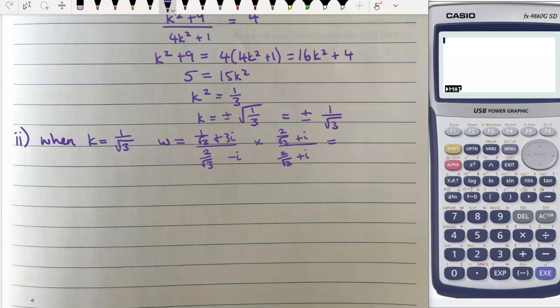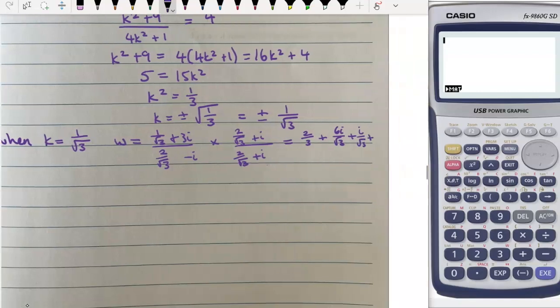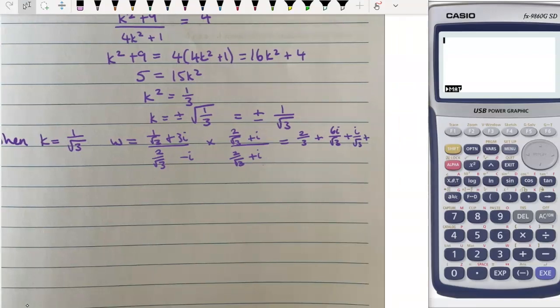So 1 over root 3 times by 2 root 3 on the top gives us 2 over 3. Then we have 3i times 2 over root 3 is 6i over root 3. Then we have i over root 3, and then 3i times i is going to be 3i squared. i squared is minus 1, so we turn it into a minus 3. All over 2 over root 3 times 2 over root 3 will be 4 over 3.